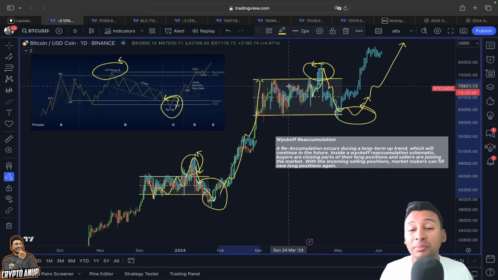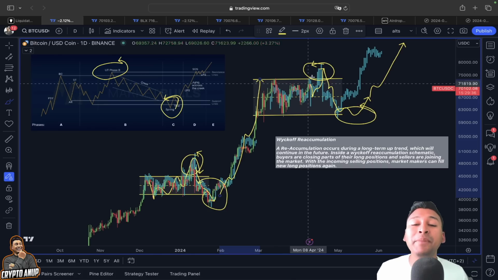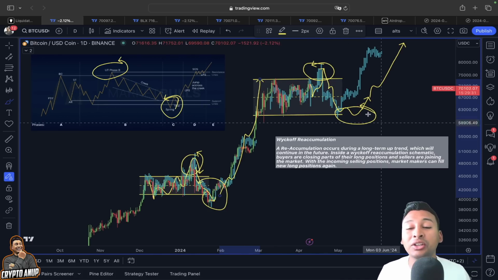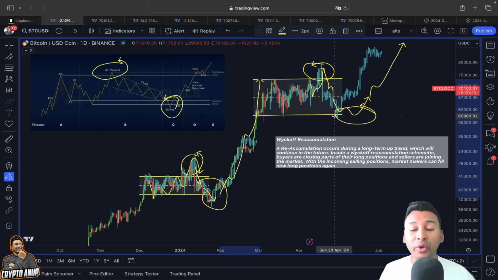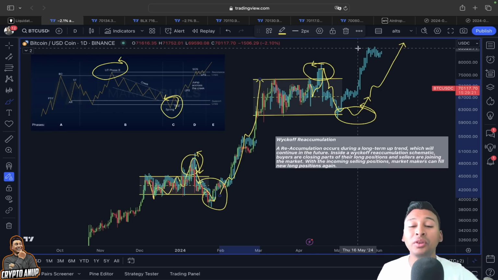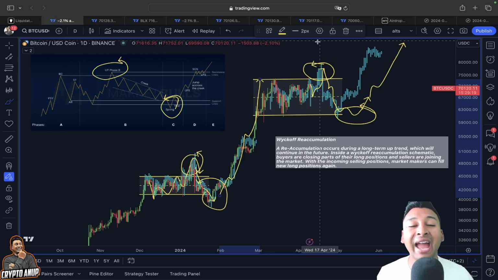Price of Bitcoin showing some sideways movement, even some corrective move before forming a new all-time high, and only after that starting with another continuation to the downside, where we could be heading towards the 60,000 range before starting with this actual impulsive move following this Wyckoff's reaccumulation phase.